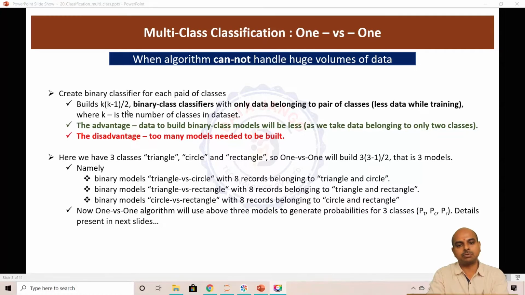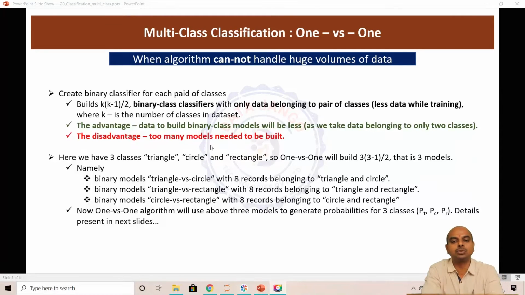So k into k minus 1 by 2 binary class classifiers with only data belonging to a pair of classes. Less data while training. That's the advantage of one versus one. When the algorithm is incapable of handling huge volumes of data, this is the best suit. The advantage here is that to build the binary class classifier the data is less, so computation is less, and many algorithms which are otherwise incapable can also be used to do multi-class classification.